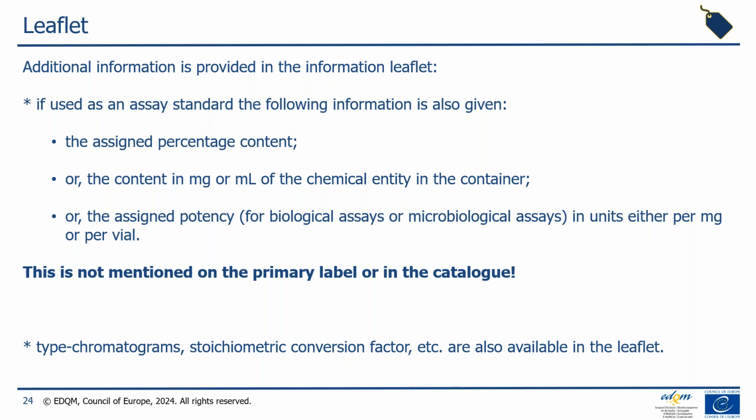And the leaflet provides additional information such as the assigned content, the content in milligrams or milliliters of the chemical entity in the container, some assigned potency, for instance, for biological substances, and also some information on the storage conditions. This information is not mentioned on the primary label or in the catalog, so be sure to read it carefully.